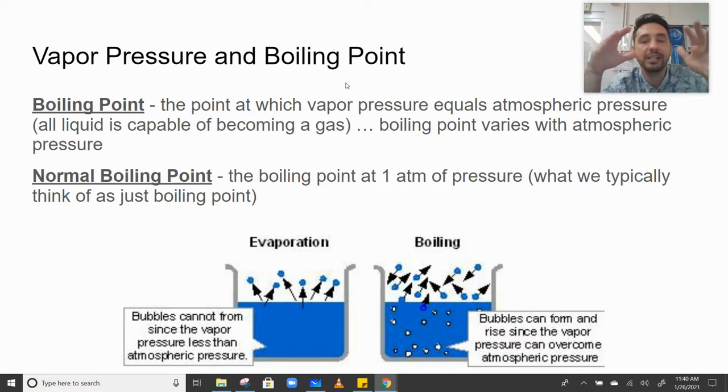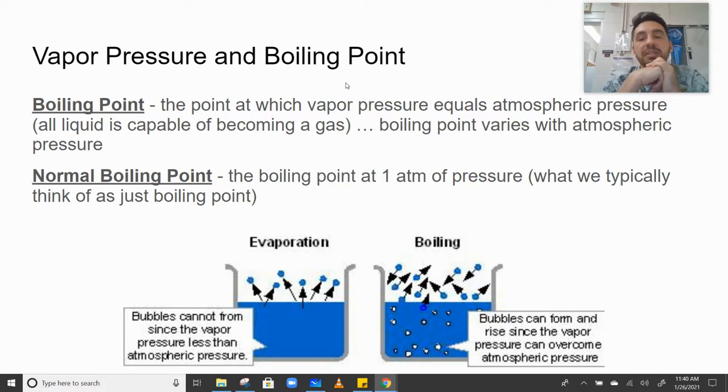However, if you increase the pressure by putting it in a pressure cooker, then that water can get higher than 100 degrees, and that's why it cooks things faster. If anyone here has a pressure cooker and makes stews or anything like that, a pressure cooker cooks things much, much faster. Increasing the pressure increases the boiling point, the temperature at which something boils.